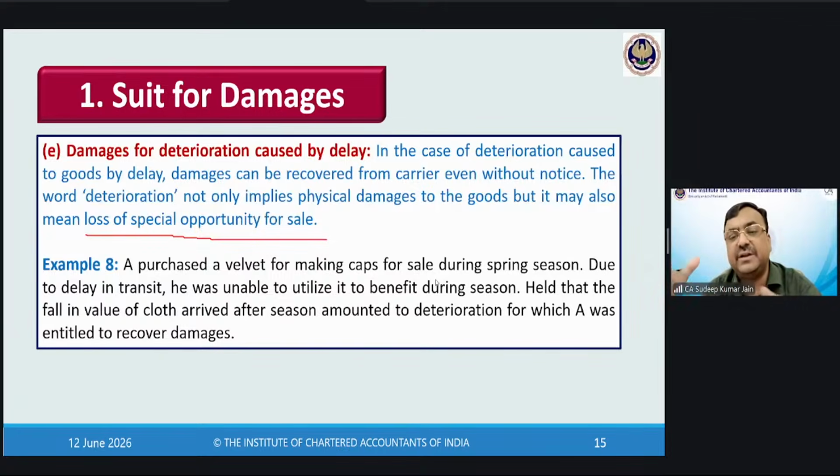एक आदमी ने वेलवेट खरीदी कि भैया वो टोपियां बना के बेचेगा स्प्रिंग सीजन में, बसंत के महीने में, माल आने में देरी हो गई, बेनिफिट नहीं मिल पाया, कपड़े की वैल्यू कम हो गई, तो वो लॉस क्लेम कर सकता है कैरियर कंपनी से.